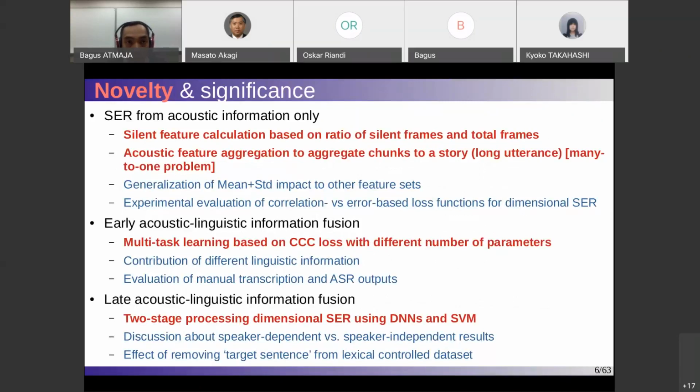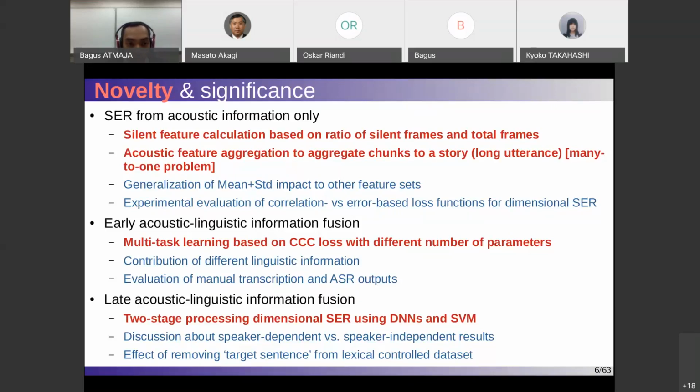As a summary of this presentation, I show the novelties and significance of this research. I distinguish between novelty and significance. Novelty is the new proposed method, while significance is the discussion or the findings resulting from this research. I also divided them into 3 according to the sub-goals. The first is speech emotion recognition from acoustic information only. In this first sub-goal, I proposed 2 methods: silence feature calculation and acoustic feature aggregation. I will explain them later.